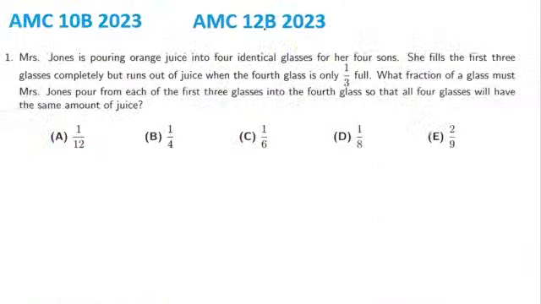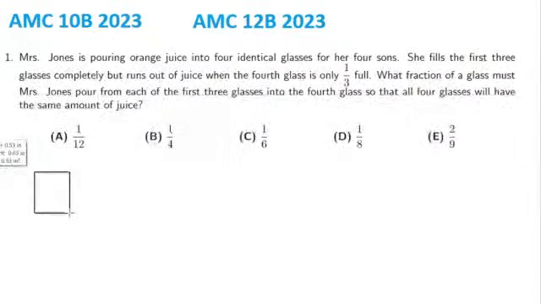Problem 1 of AMC 10B and 12B 2023. Mrs. Jones is pouring orange juice into 4 identical glasses for her 4 sons. She fills the first 3 glasses completely but runs out of juice when the 4th glass is only 1/3 full. What fraction of a glass must Mrs. Jones pour from each of the first 3 glasses into the 4th glass so that all 4 glasses will have the same amount of juice?